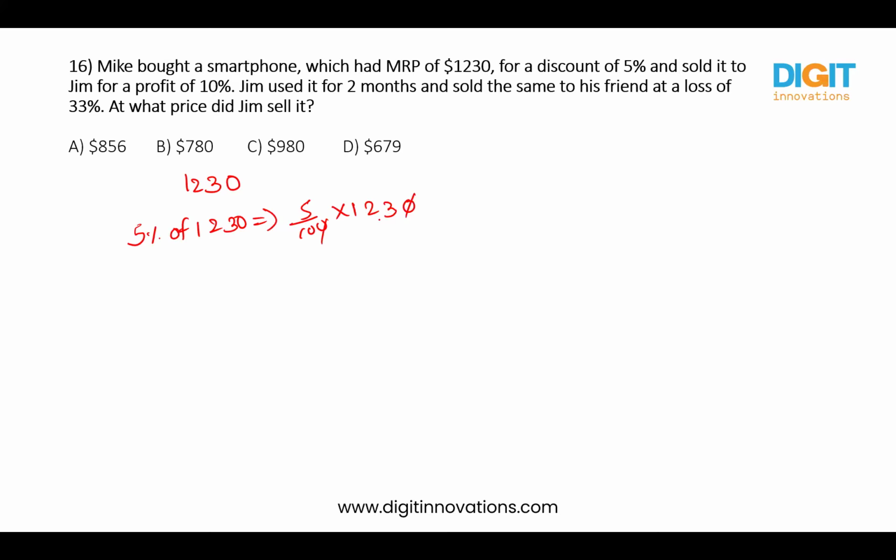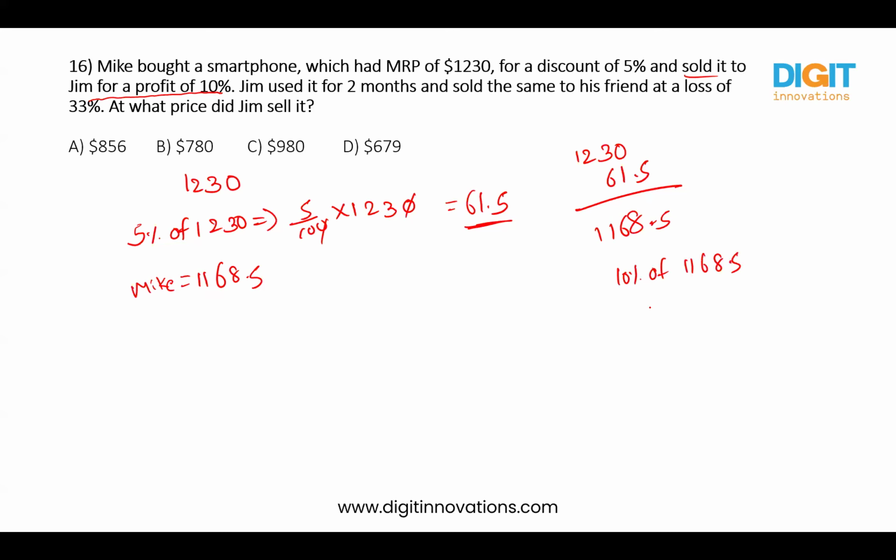So 123 by 2. You'll get 61.5. So this is the discount he was getting on 1230. When I remove it from 1230, I'm going to get 1168.5. Mike got this smartphone at the rate of 1168.5. Okay, and he sold it for a profit of 10%. He sold that smartphone to Jim at a profit of 10%.